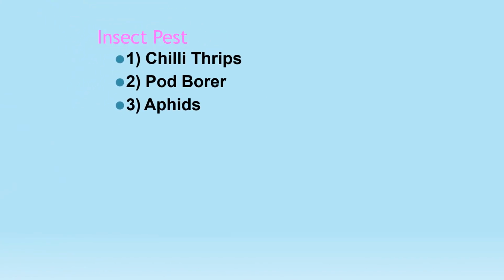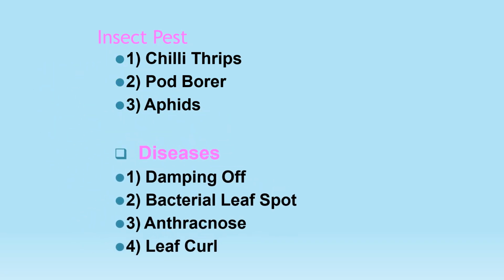Let us see the insect pests like chili thrips, pod borers, and aphids. You can observe the diseases like damping off, bacterial leaf spot, anthracnose, and chili leaf curl. These are the main important pests and diseases of the chili crop, and you should maintain and prevent these diseases and pests for the better growth and quality of the crop.